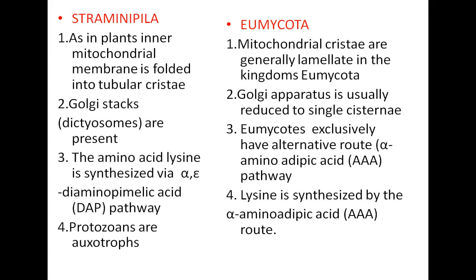Eumycotes have single cisternae; the Golgi apparatus is much reduced, like single cisternae. Now, an important point is lysine synthesis. Stramenopila have a single pathway of lysine synthesis via the alpha-epsilon diaminopimelic acid pathway, whereas Eumycotes have the AAA pathway, that is, the alpha-aminoadipic acid pathway. Protozoans are auxotrophs. Lysine is synthesized by the alpha-aminoadipic acid pathway route.